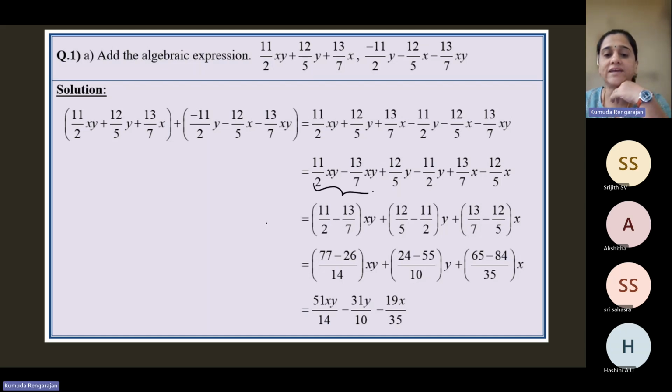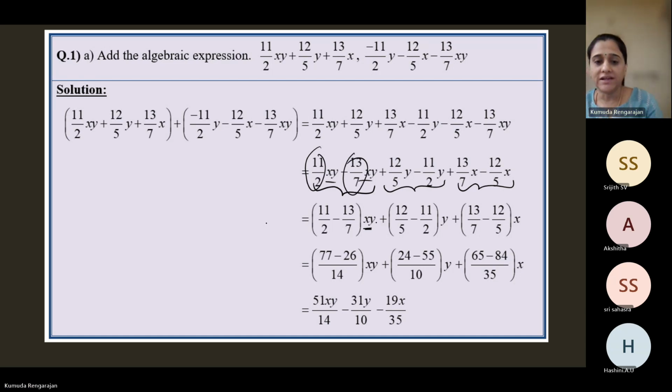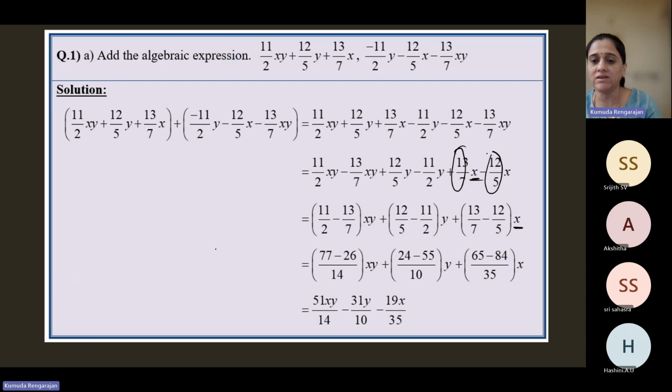So we gathered the xy terms. Then we wrote one xy outside the bracket, and the numerical coefficients 11 by 2 minus 13 by 7 inside the bracket. Take a plus sign. Write the numerical coefficients 12 by 5 minus 11 by 2 in the bracket, and y. And then x outside the bracket. Take the numerical coefficients 13 by 7 minus 12 by 5 in the bracket. Put a plus sign outside.